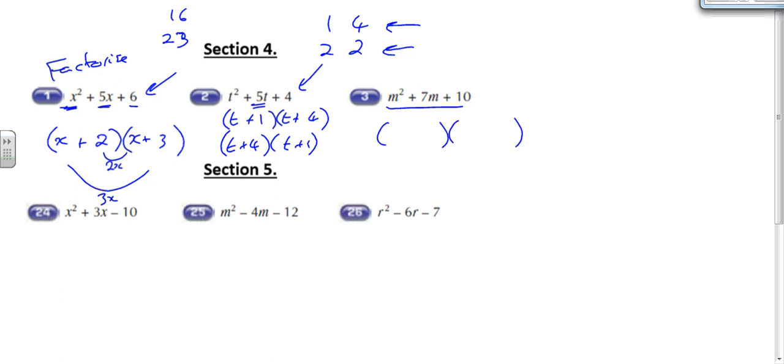The m's go in the start of the bracket. And then we've got to make it multiply together to make 10. So it's either going to be 1 and 10 or 2 and 5. And which of these can we use to make 7? It's going to be the 2 and 5. So it's going to be plus 2 plus 5.